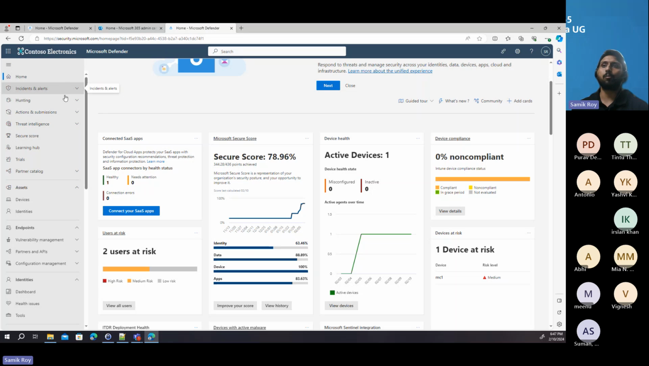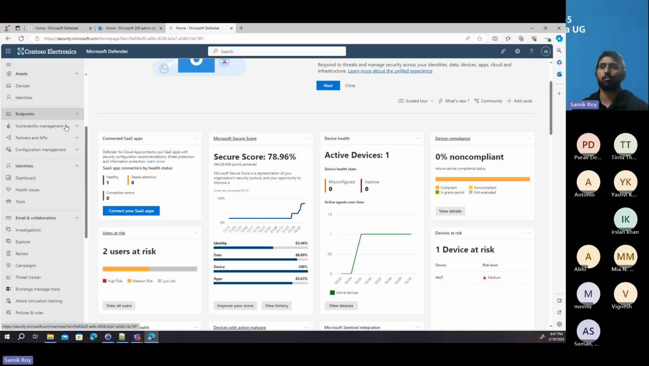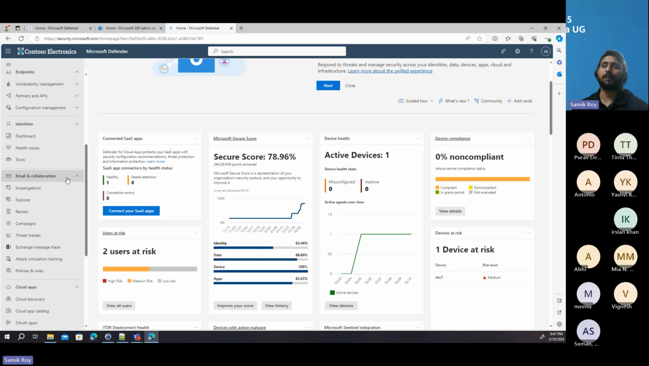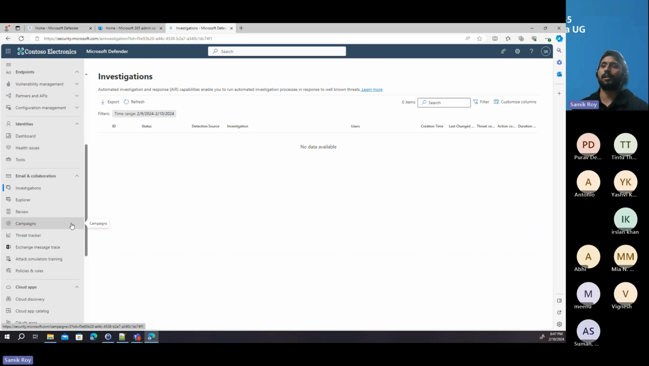Now, after home, if we want to go into detail about particular products, the first thing, as Vignesh mentioned, we can talk about email and collaboration. So when you talk about email and collaboration, this defines the entire features and options we get as part of Defender for Office, right? Either it be investigation, or if we want to explore certain things, if you want to look at email campaigns, and also we can look at policies and rules within that particular environment, right?